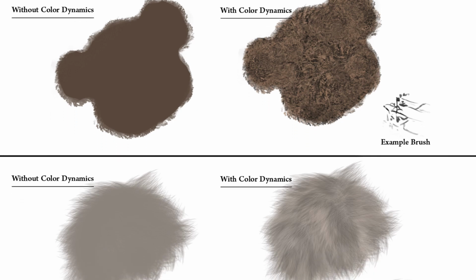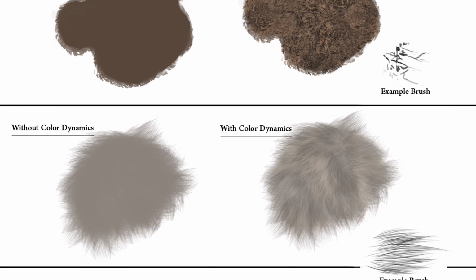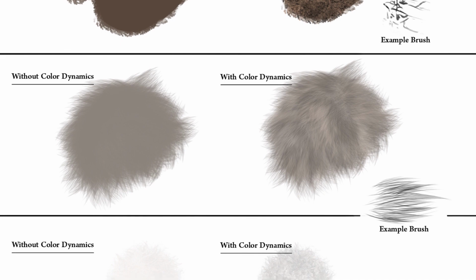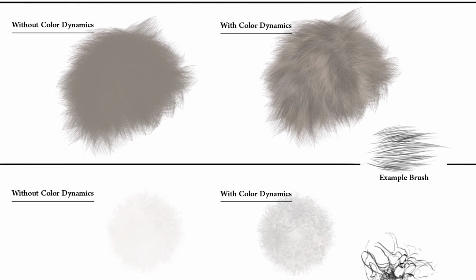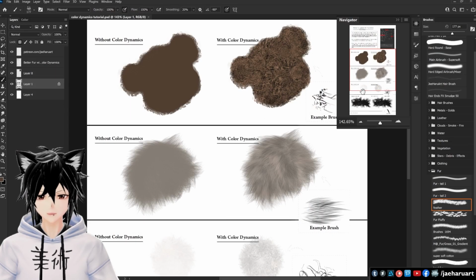This quick tutorial is going to show you how to use color dynamics with your brushes to paint better looking fur. So if that's something that you're interested in, keep watching. Color dynamics is a feature you can add to any of your brushes from the brush settings menu in Photoshop.